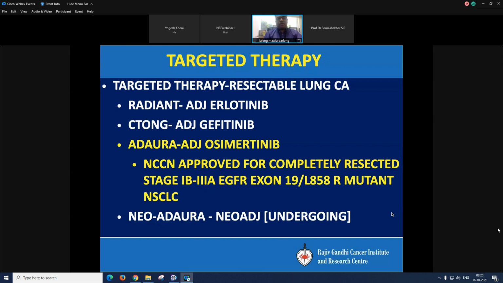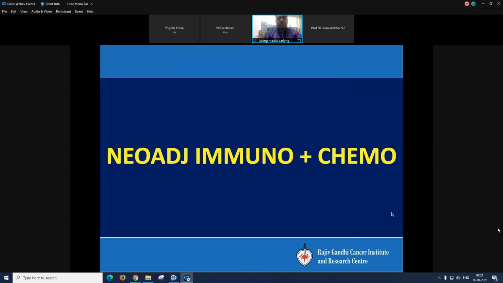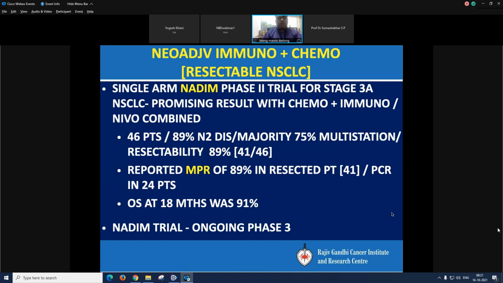Now presently we have got a neoadjuvant osimertinib in the neoadjuvant setting. The trial is undergoing. Neoadjuvant immuno plus chemotherapy. This is basically giving immuno and chemo in resectable cases as a neoadjuvant thing.